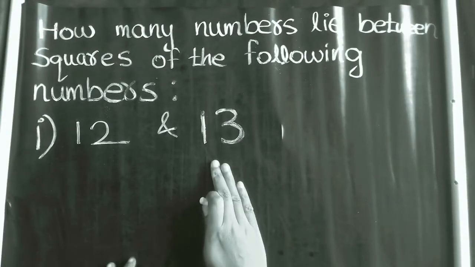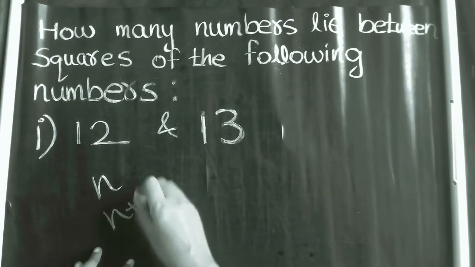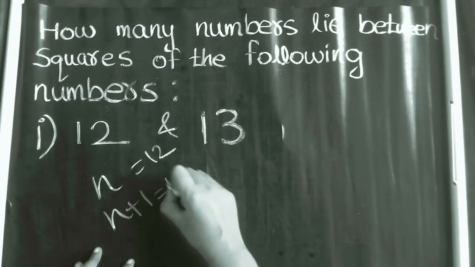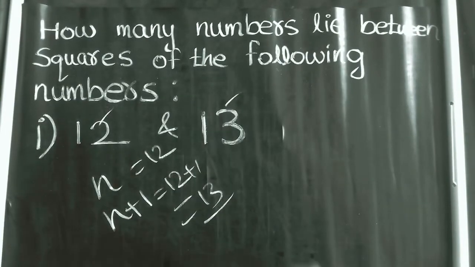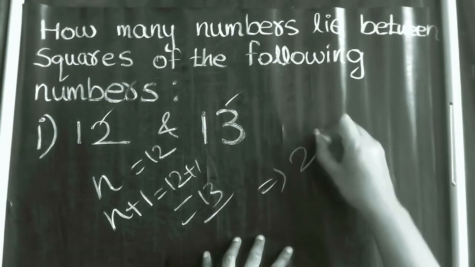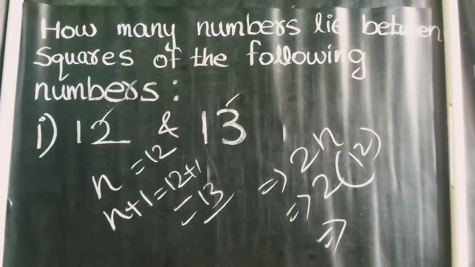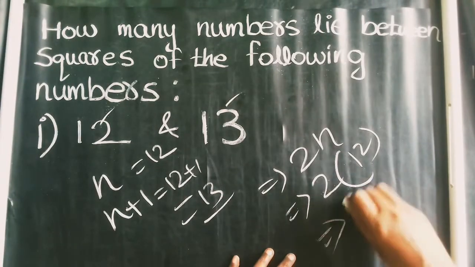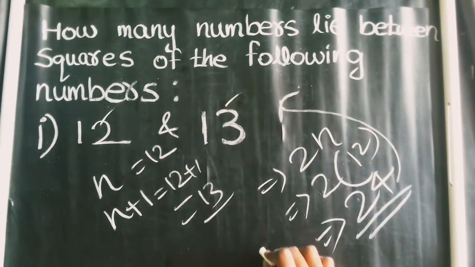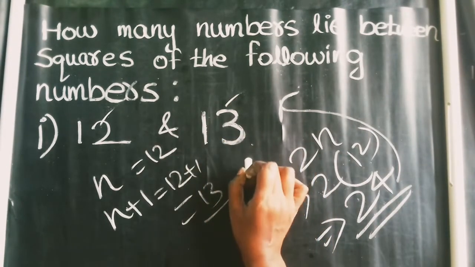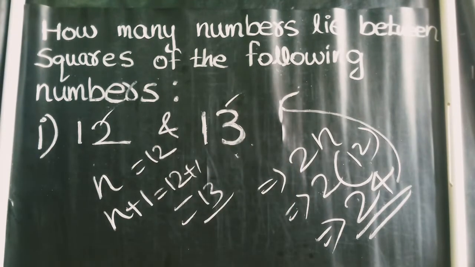Now let's answer this question. So the condition is, it should be in n plus 1 format. Here n equals 12. If you substitute here, 12 plus 1 equals 13. So we have the condition. So we can apply the formula, which is 2n. 2 into n is 12. 2 times 12 is 24. So the answer will be 24. So we have 24 non-square numbers between these 12 squared and 13 squared.